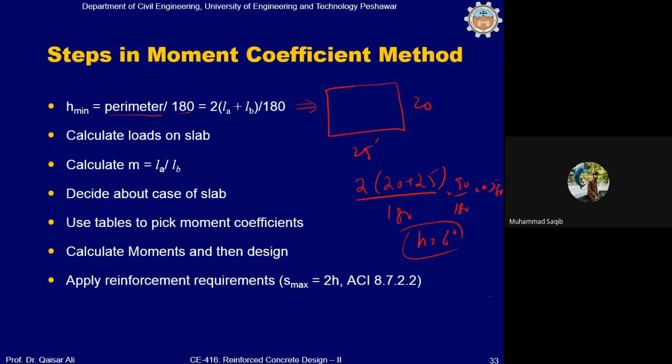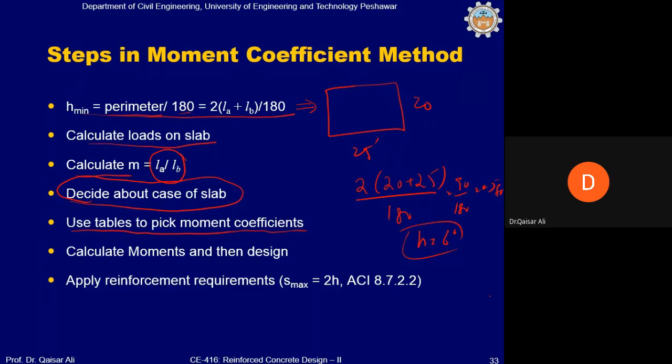Yes, sir, clear. So first of all, you will calculate the minimum thickness. Calculate load on slab in the same way. Calculate m, which is LA divided by LB, shorter side divided by longer side. Decide about the case of slab. अब आप लोग जानते हैं कि किस तरह करना है. Use tables to pick moment coefficients. So for 6 different coefficients, you will pick the values from 6 different tables. Calculate moments, ये भी आप कर सकते हैं.